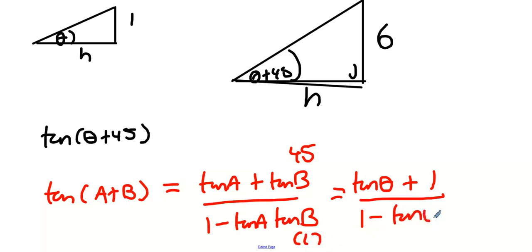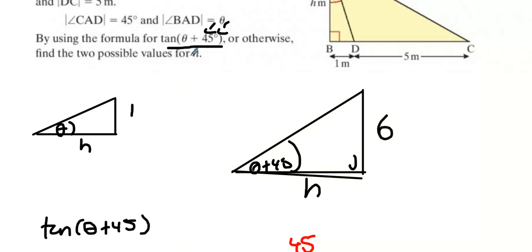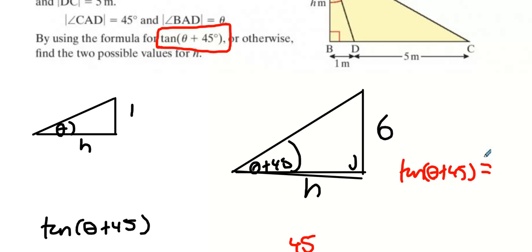Is everybody happy with how I start the question? If you read the question, they told me to use tan theta plus 45. I'm just following their instructions. Everybody see that? Just following their instructions, nothing more, nothing less. Cool? Okay, next part. Using my large triangle, what is tan theta plus 45? It's 6 over h, because it's opposite over adjacent.